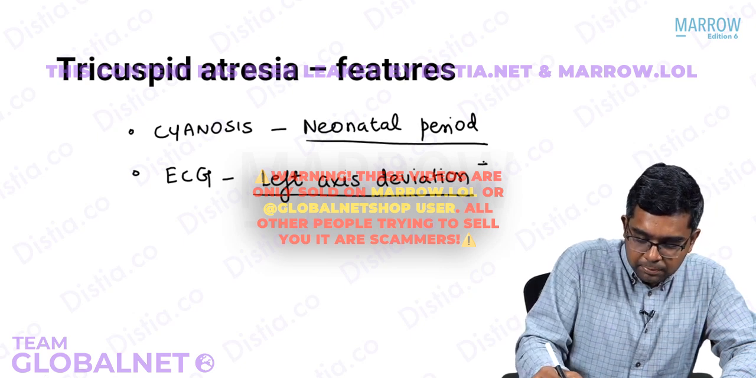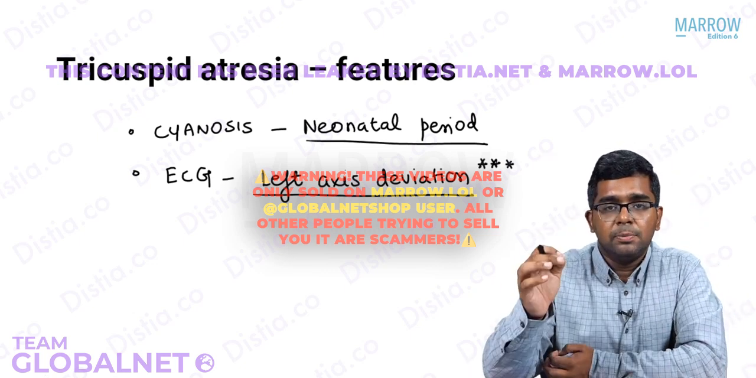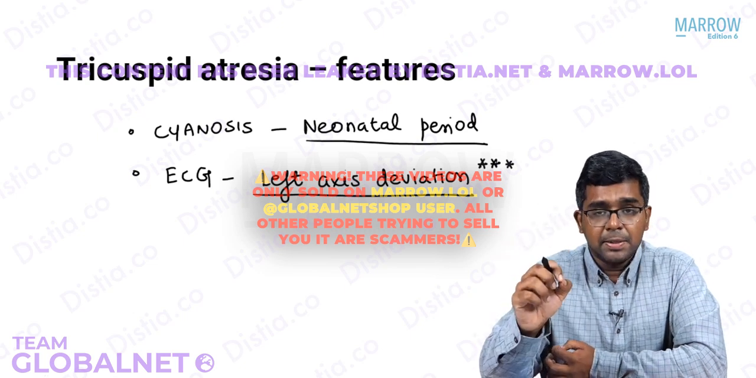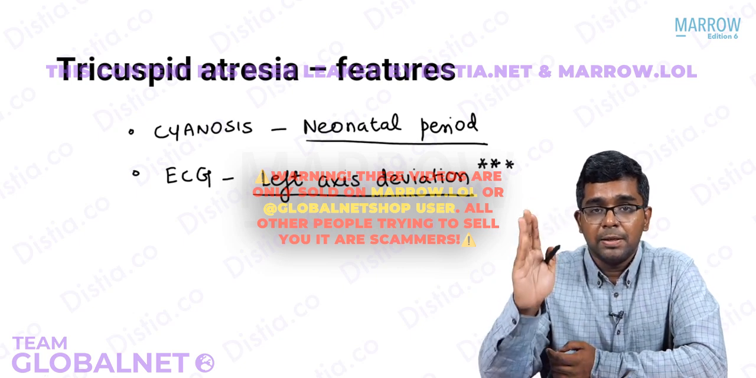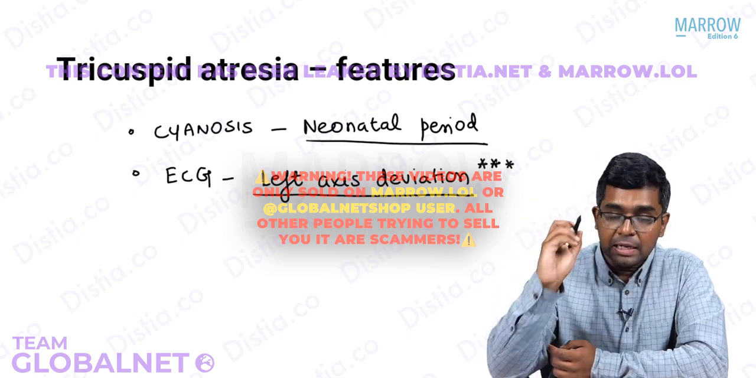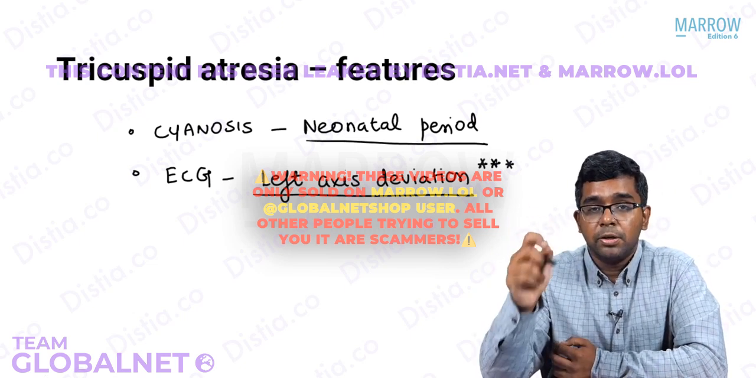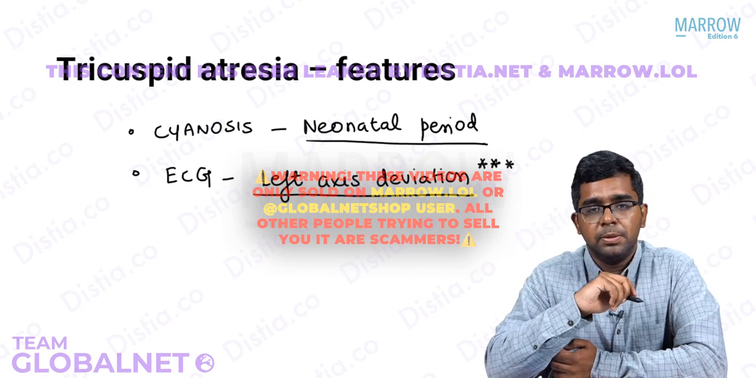This is a very, very important and a unique finding, because most of the other cyanotic heart diseases you will be reading as right axis deviation. But tricuspid atresia is the usual condition wherein a newborn baby has cyanotic heart defect with left axis deviation. Don't forget, it's an important MCQ point and often an important clue when they give you a clinical case scenario of tricuspid atresia. That should be remembered.